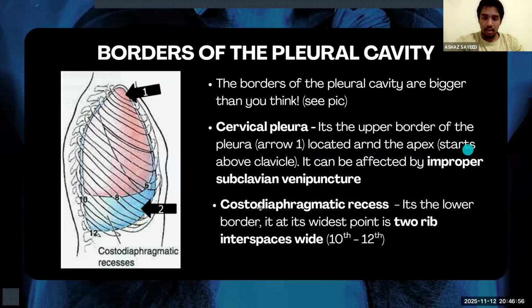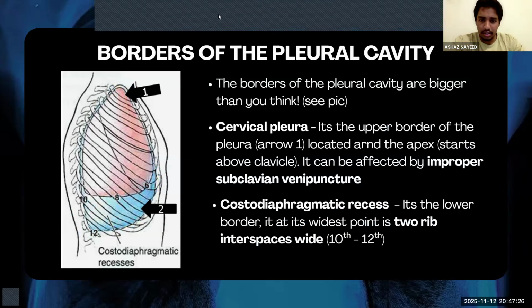The next thing is the costodiaphragmatic recess, which is the lower border. Again, there's the upper border of the pleura. The lower border of the lung is 6, 8, 10. The lower border of the pleura is the costodiaphragmatic recess, at the level of the 12th rib. At its widest point it is 2 rib interspaces wide. You can see this, 10th, 11th, 12th, 2 rib interspaces wide. That's how wide it is.